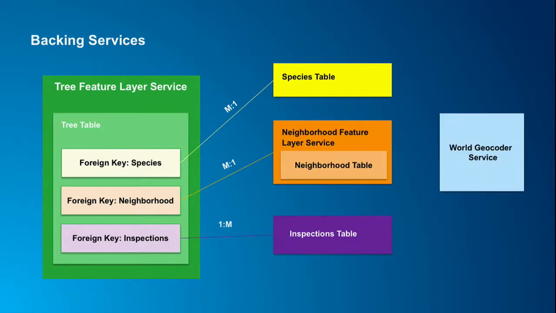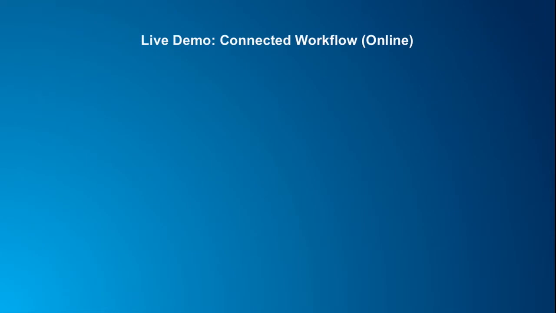And finally, we are leveraging the power of the World Geocoder service to run a reverse geocode so that we can find the address of the tree that we are adding to our map. So I'd like to show you right now a live demo of the connected workflow of this application.